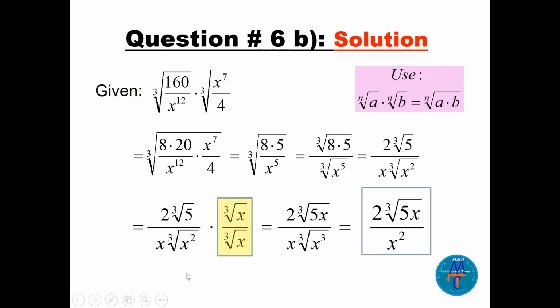If you need to learn more about rationalizing, please visit the algebra course lectures on radicals and rationalizing. So that's the answer now: 2 cube root of 5x inside, divided by x squared. That's rationalizing the denominator. No radicals in the denominator.